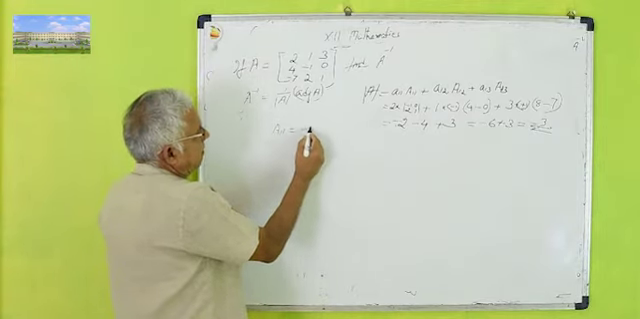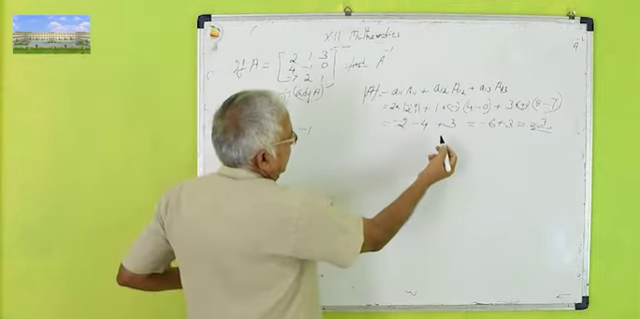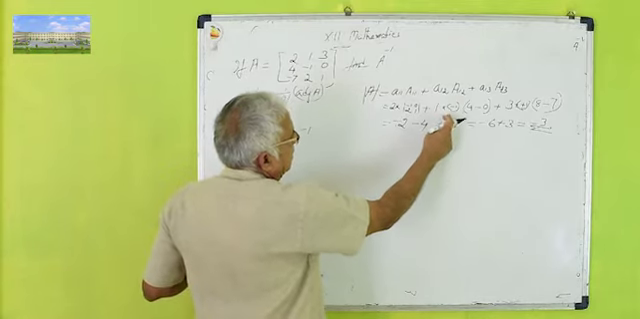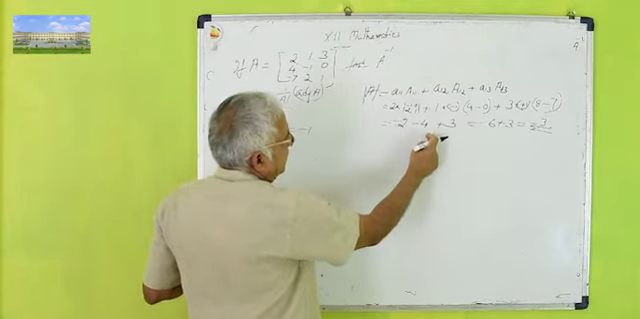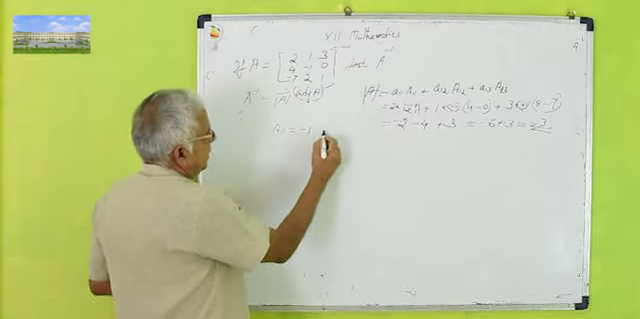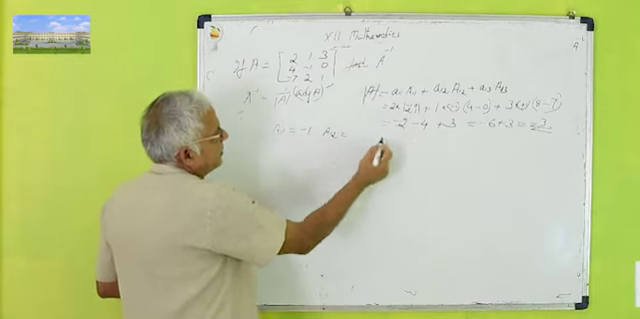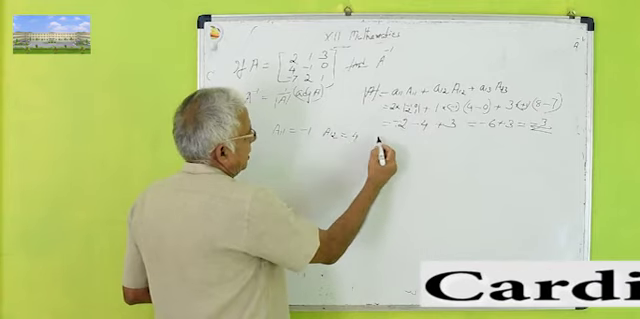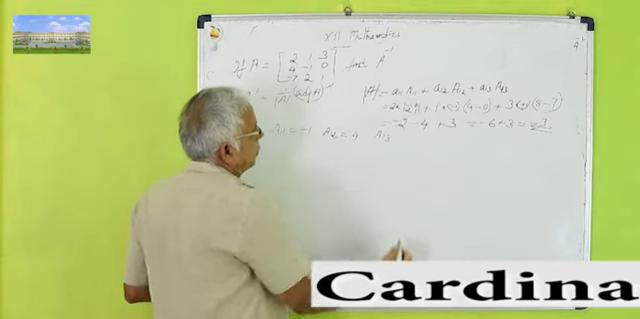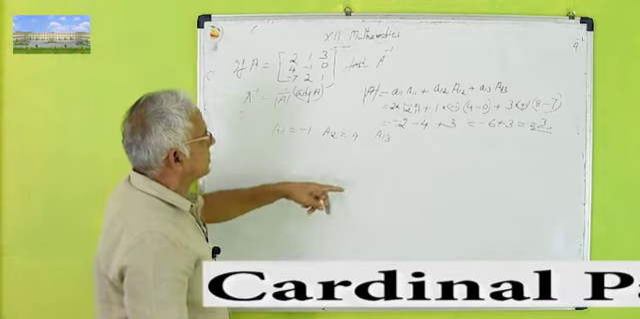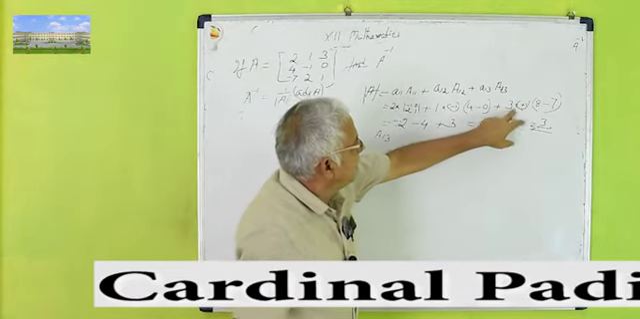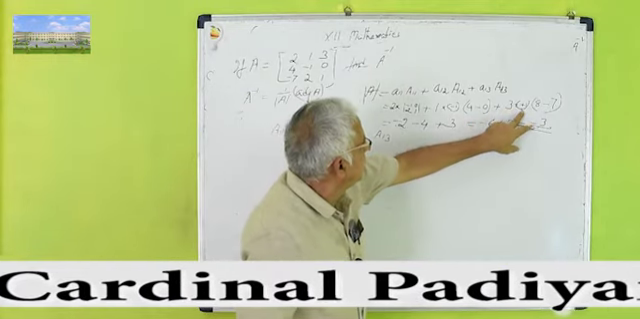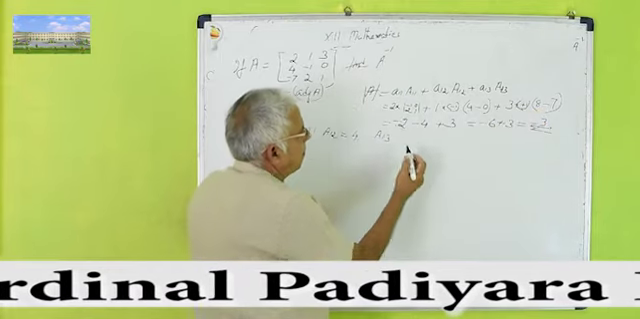cofactor, and the second one is A12, which is equal to minus 4, and A13, the cofactor of the element 13, is equal to 3 into plus 1 into 1.